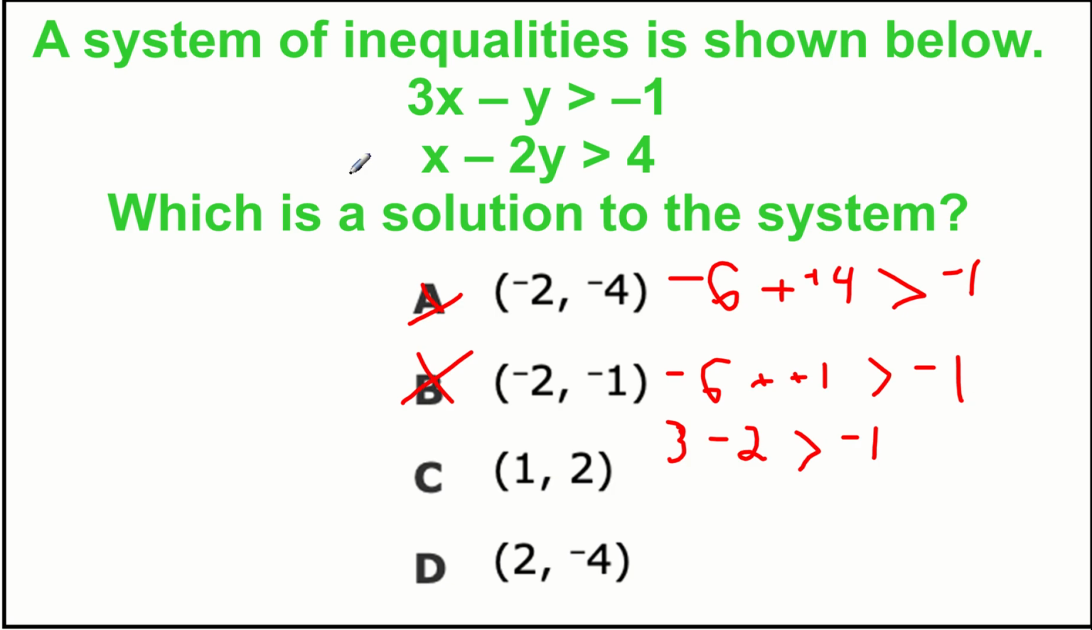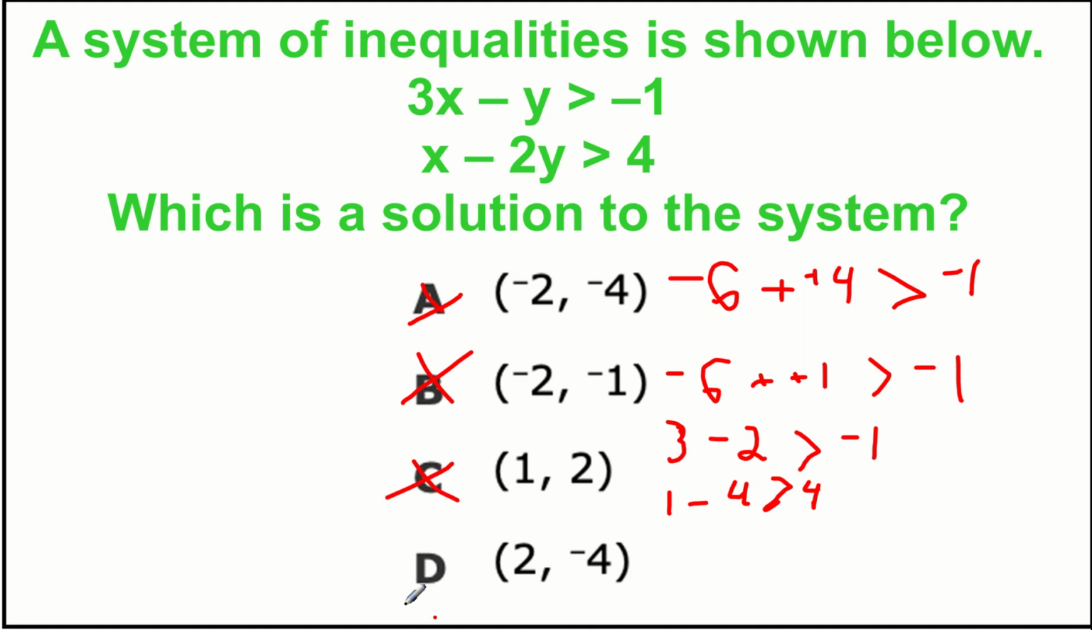If it works for the first one, then guess what? We got to try it for the second one also. So 1 minus 2 times 2, which is 4. Has to be greater than 4. 1 minus 4 is -3. That's not greater than 4, so that one's out.